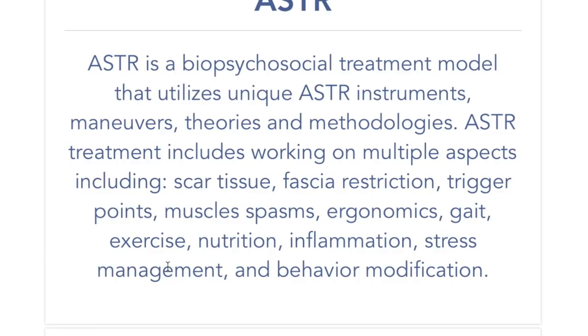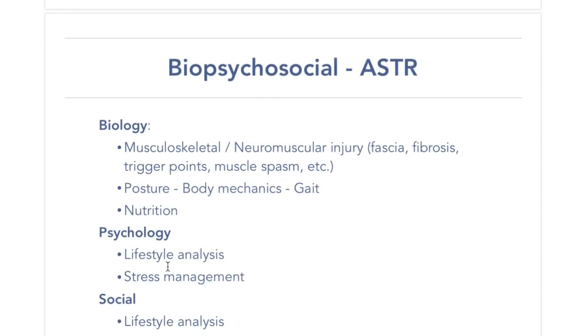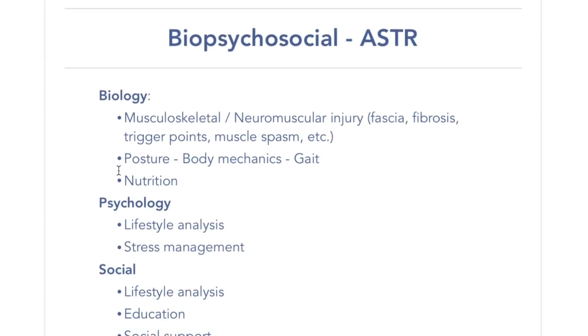To really understand that very well, I recommend you check the video on what is ASTR. I have the link down this video, where I go into detail on why we have to treat the entire system instead of a body part. Feel free to check that video. In the biopsychosocial model, the bio part is the musculoskeletal, neuromuscular, fascia, fibrosis, and trigger points. We work on posture, body mechanics, gait, nutrition, and lifestyle for the psychosocial part of it.